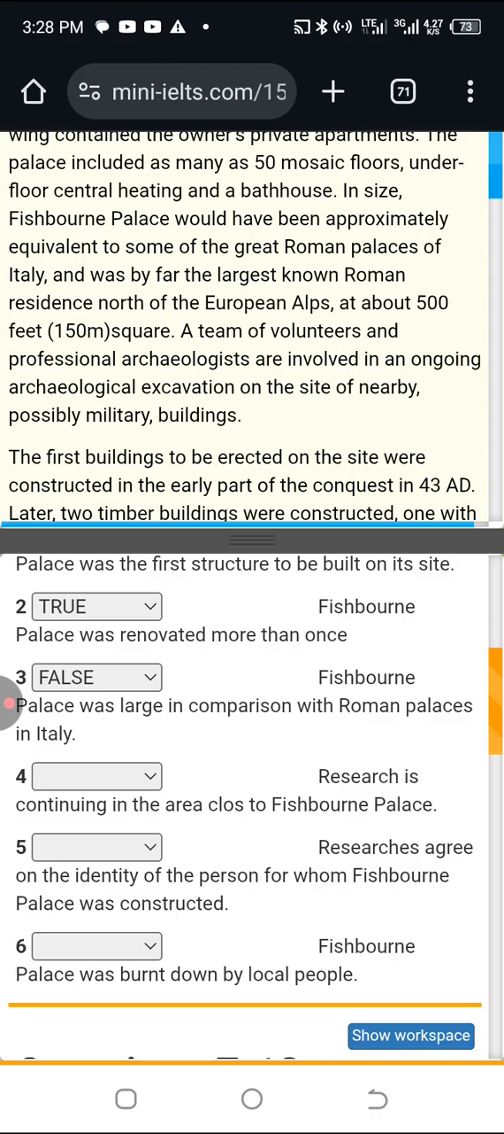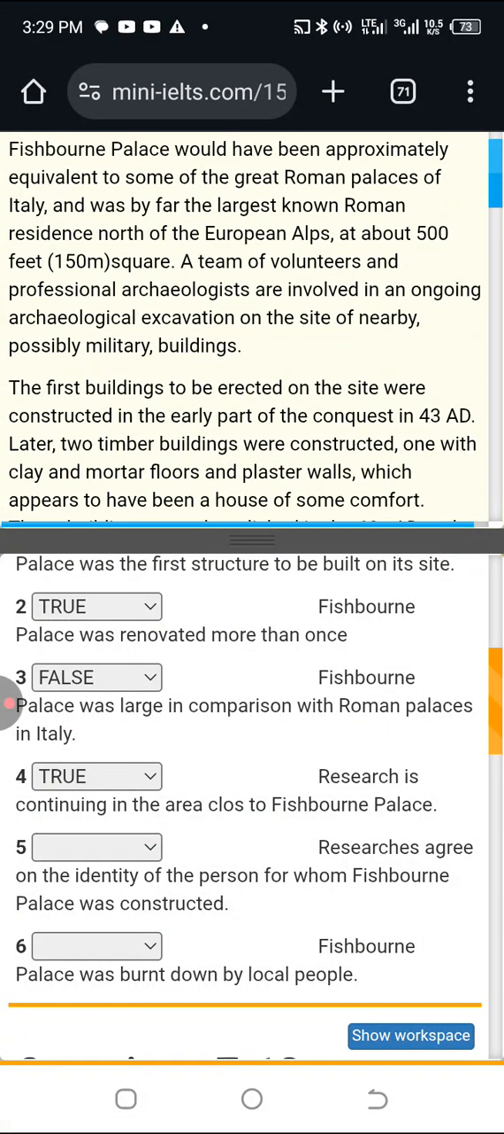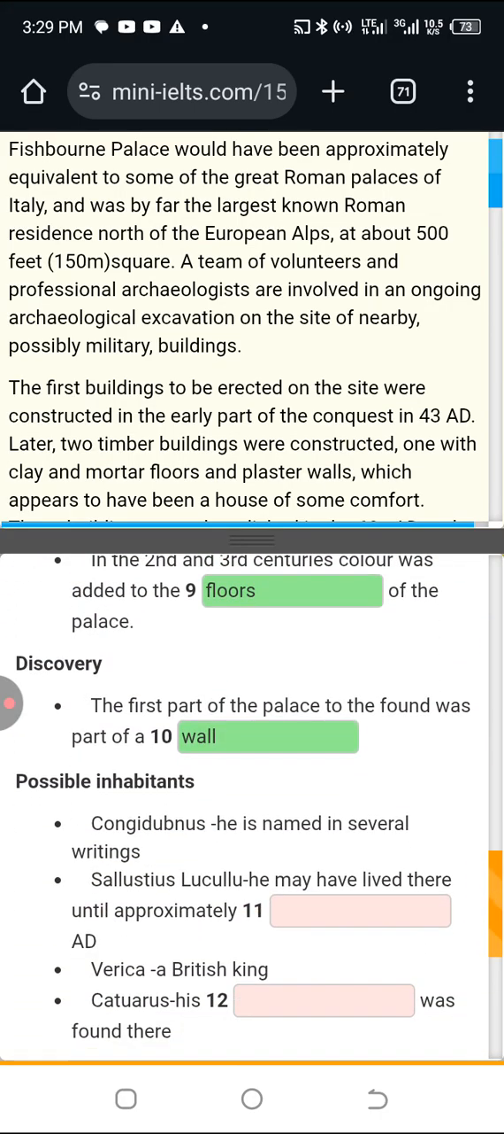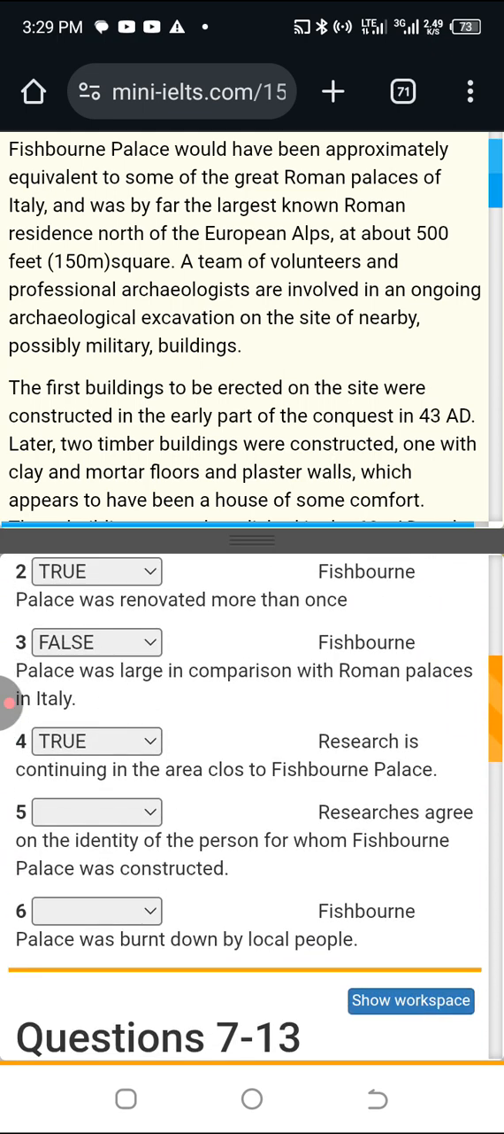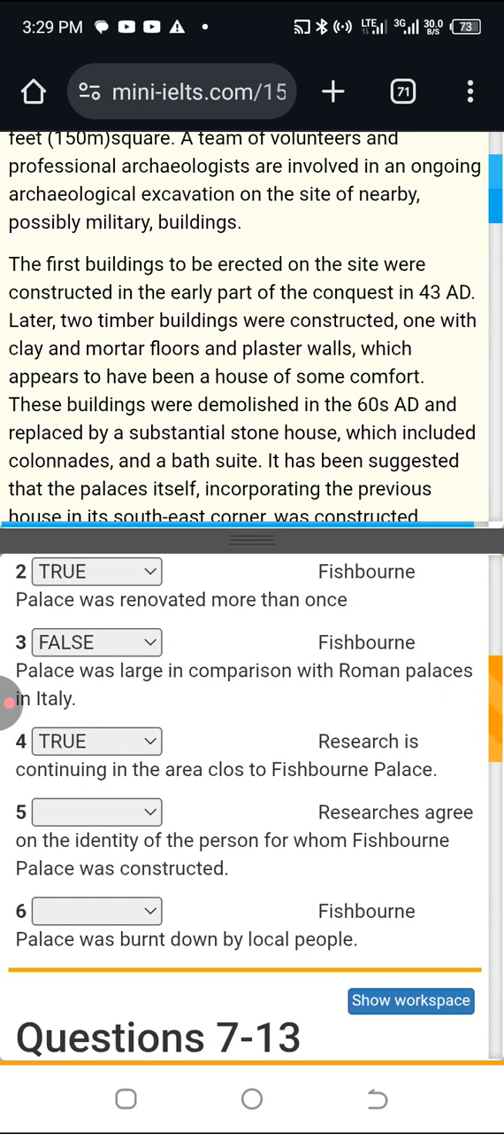Now, next sentence. A team of volunteers and professional archaeologists are involved in an ongoing. That's number 4. Research is continuing. Yes, that's true. Number 4 is true. Okay. Then, let me see the gap filling again. Kodibungos, I've not seen this name yet. So let me just go back and continue with my true, false, not given. Number 5 says researchers agreed on the identity of the person for whom Fishbourne Palace was constructed.